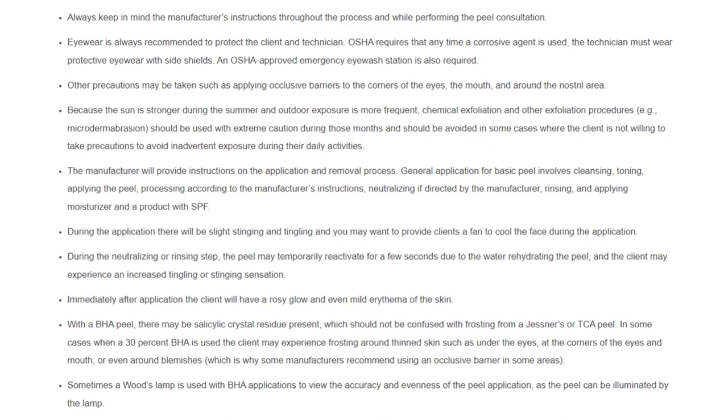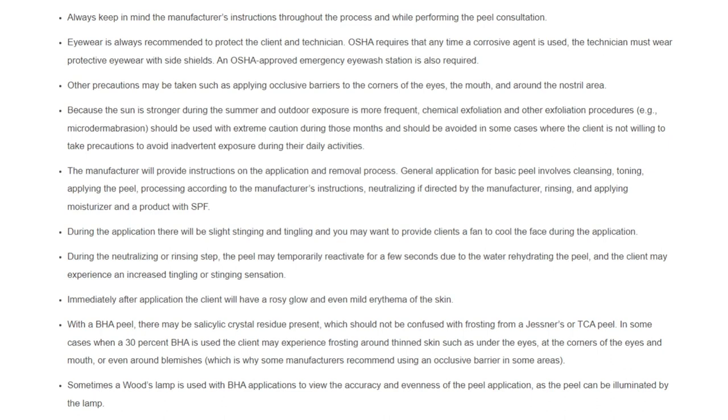Because the sun is stronger during the summer and outdoor exposure is more frequent, chemical exfoliation and other exfoliation procedures, for example, microdermabrasion, should be used with extreme caution during those months and should be avoided in some cases where the client is not willing to take precautions to avoid inadvertent exposure during their daily activities.